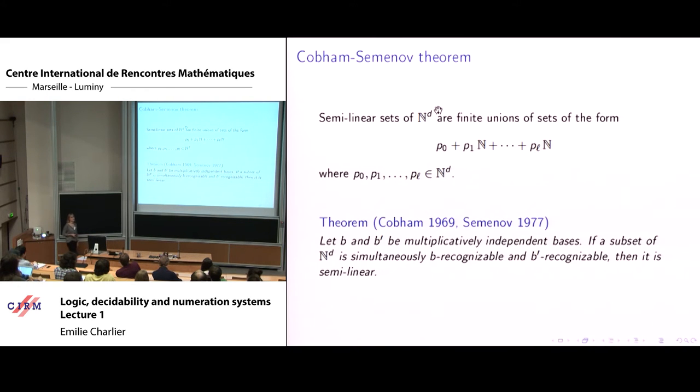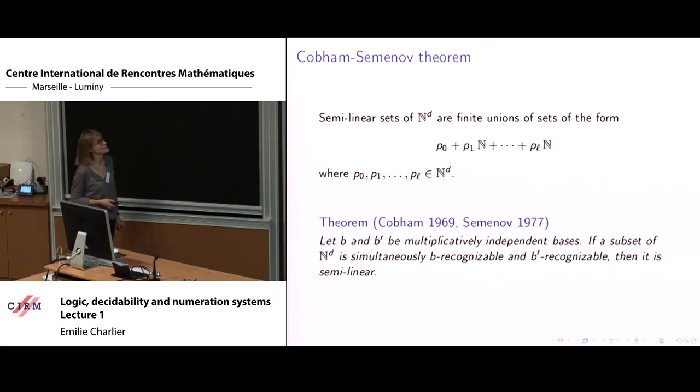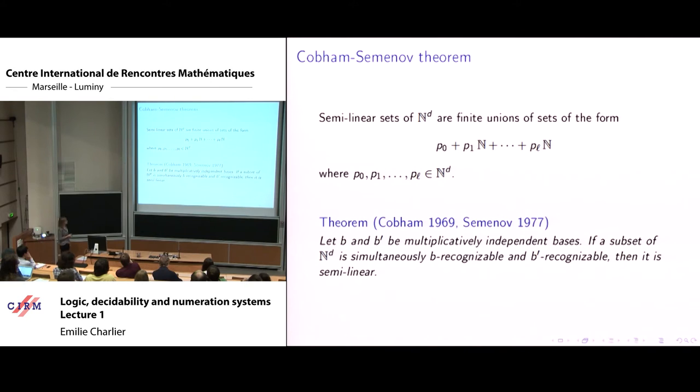So maybe the most popular theorem concerning B-automatic sequences, or maybe B-recognizable sets, is not the Büchi-Bruyère theorem, but the Cobham or Cobham-Semenov theorem if you think of the multidimensional framework. So I want to state this very important theorem here. Cobham did it in the one-dimensional case, and then Semenov extended it to the multidimensional case. So just take B and B prime, multiplicatively independent bases.